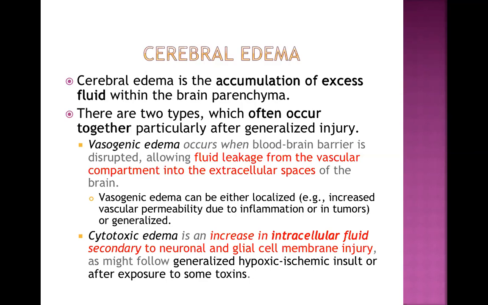This can be either localized, meaning in some specific areas, or generalized, meaning the whole brain may also be affected. Let's give one important example here: inflammation of the brain. In one particular area, inflammation may occur, like brain abscess, for example, or meningitis. Meningitis may occur in a generalized way, or even encephalitis. In those conditions, vasogenic edema can occur very commonly.